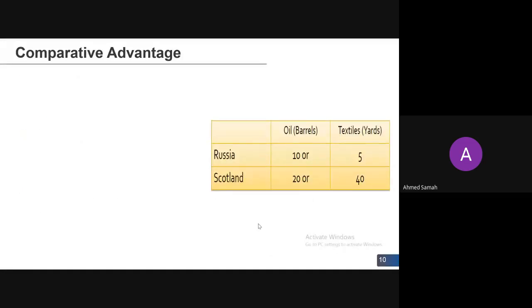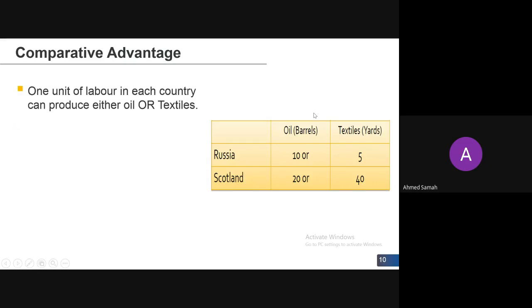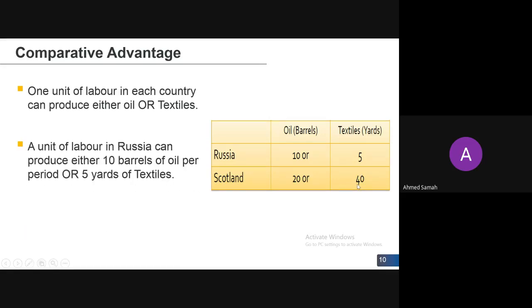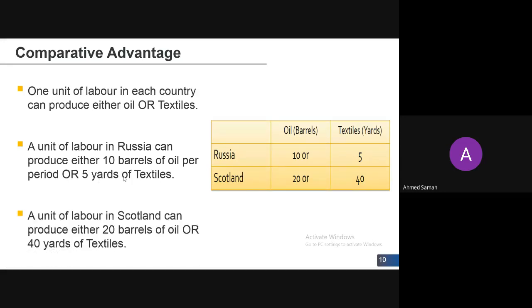So let's see an example. Here you see that Russia and Scotland are producing oil and textiles. 1 unit of labor in each country can produce either oil or textiles. So in the case of Russia, they can either produce 10 oil barrels or 5 textile yards. The same for Scotland. They can either produce 20 oil barrels or 40 textiles. A unit of labor in Russia can produce either 10 barrels of oil per period or 5 yards, as I have just said. And Scotland, either 20 barrels of oil or 40 yards of textiles.